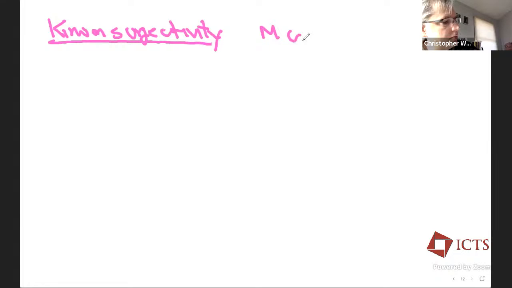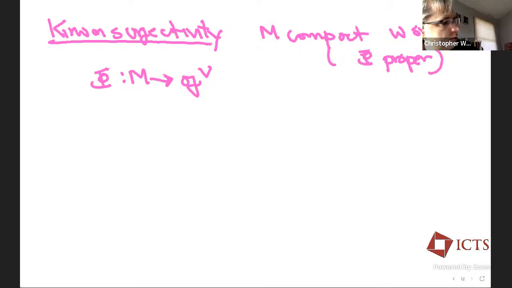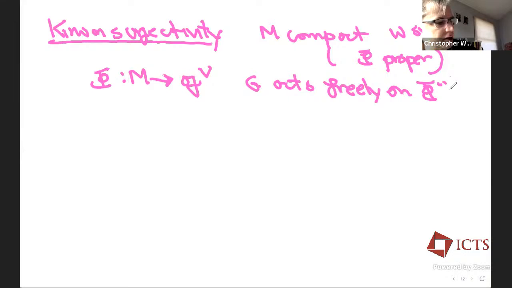Suppose M is compact. So some proper cases are also okay. Then I'm assuming that I have a symplectic form and a moment map, so that G acts freely on phi inverse of 0.